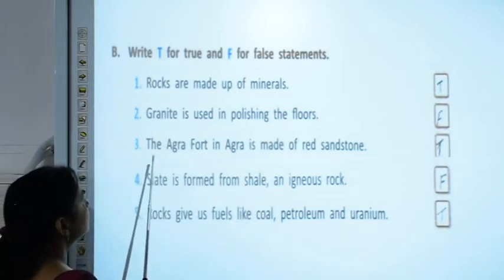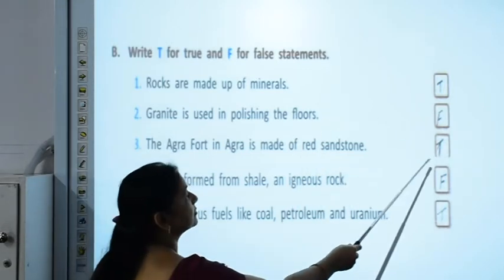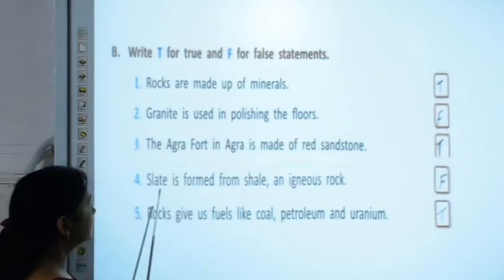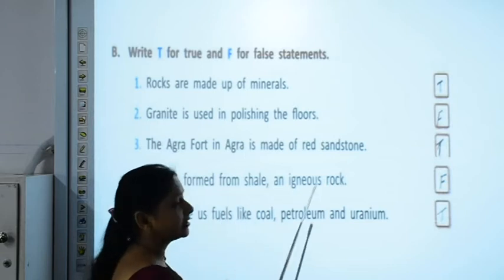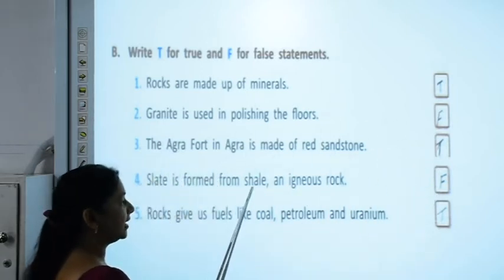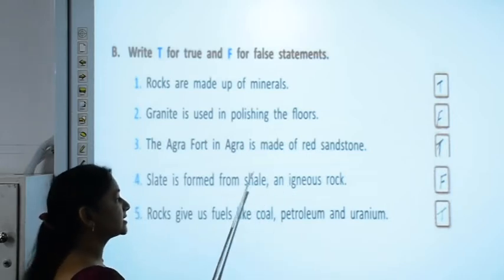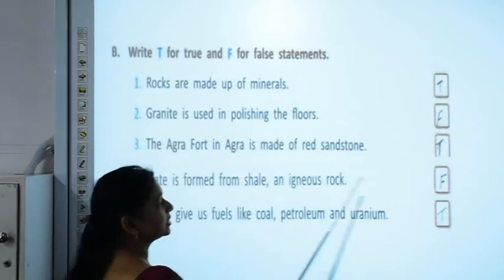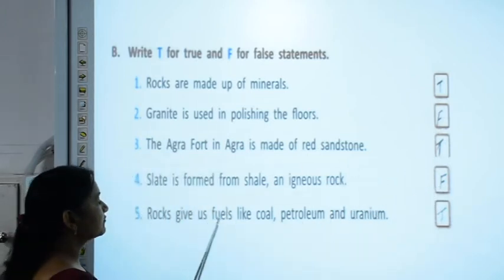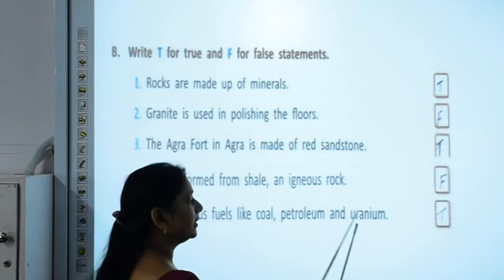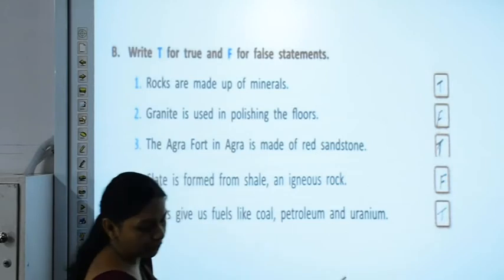The third one, the Agra fort in Agra is made of red sandstone. This statement is true. Slate is formed from shale and igneous rock. Now this statement is false because shale is not an igneous rock, it is a sedimentary rock. It is an example of sedimentary rock. So you need to write F over here. Last one, rocks give us fuels like coal, petroleum and uranium. This is a use of rocks and this statement is true.